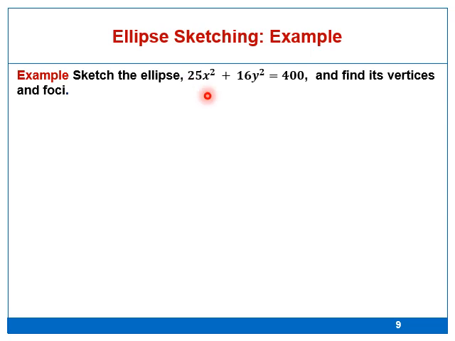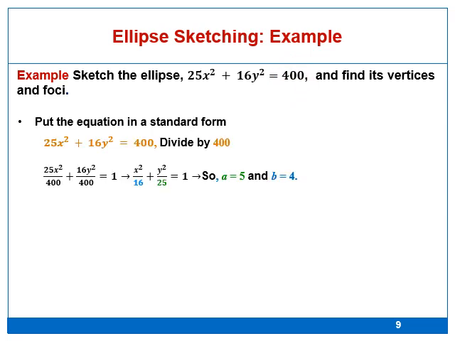Now let's sketch this ellipse. This ellipse is not in a standard form. There is a 400 on the right hand side. So first we have to divide by this 400 to get a 1 on the right hand side. Accordingly, this equation will be x squared over 16 plus y squared over 25 is equal to 1. The bigger number is the 25, the smaller number is the 16, so A squared is equal to 25, which is the bigger number. B squared is equal to 16, which is the smaller number. So A is equal to 5 and B is equal to 4.